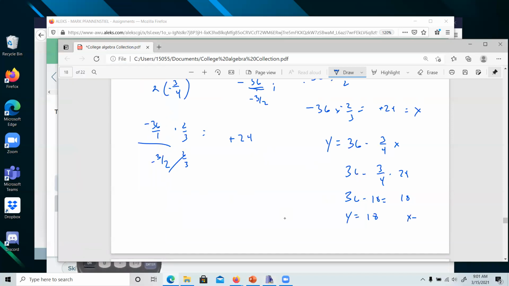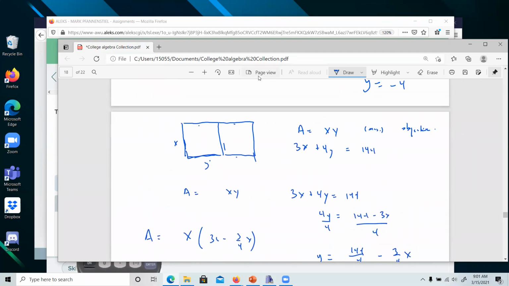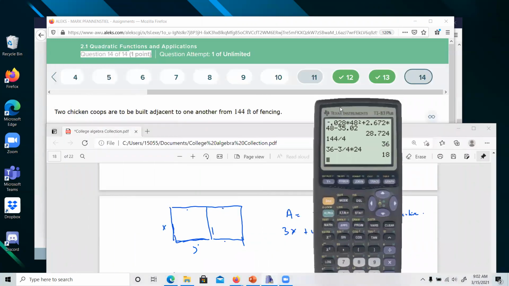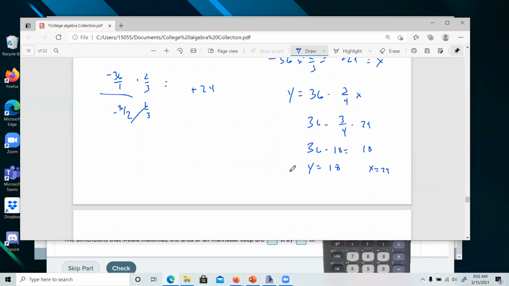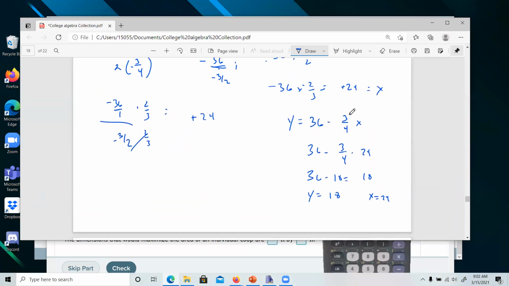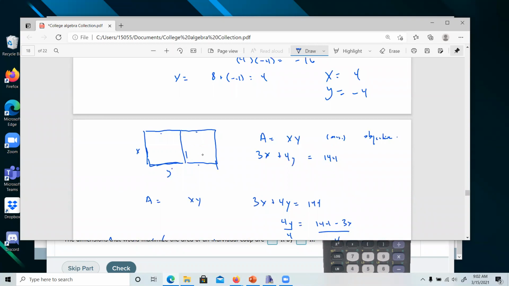X value was 24. This is all in inches, right? This is going back up to my original chicken coop here. It says we have, oh no, it's feet. Okay. So my x value was 24 feet, and my y value is 18 feet. Right. So if we wanted to go back up here, say this is 18, and this guy here is 24. Right. And that's our solution to this thing.